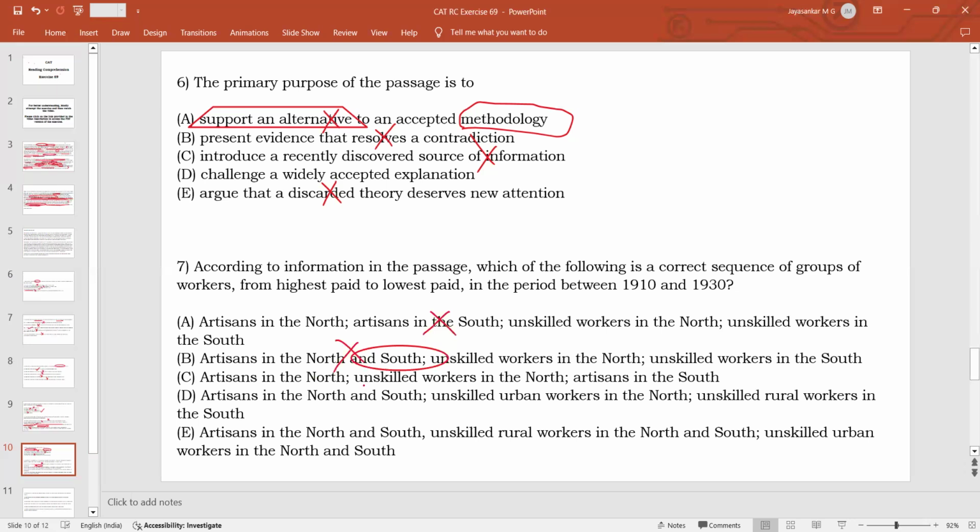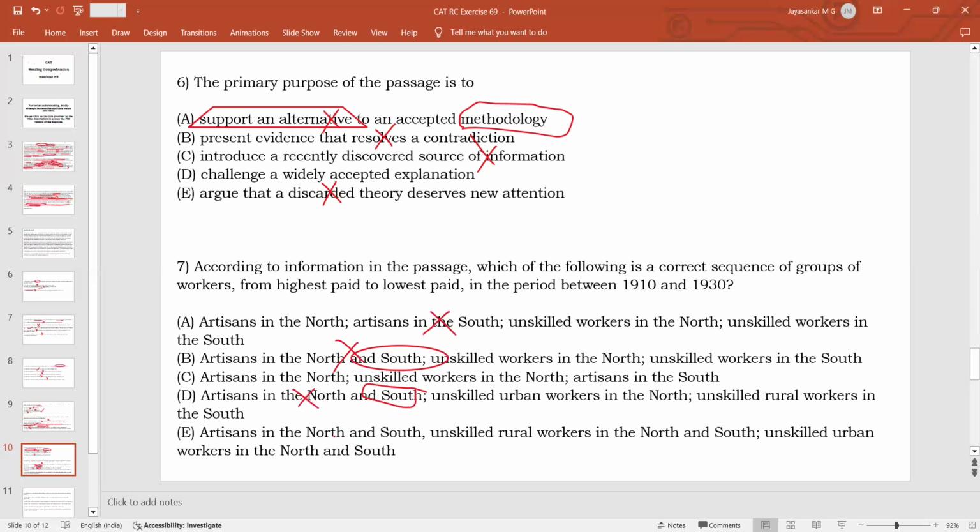Option C, artisans in the north, unskilled workers in the north, artisans in the south. Correct, because the artisans or the skilled workers in the north are getting the highest, then unskilled workers in the north, then skilled workers in the south. So probable answer, keep it in your mind. Option D, artisans in the north and south. Again wrong, for the same reasons that are given in option B. So you can ignore it.